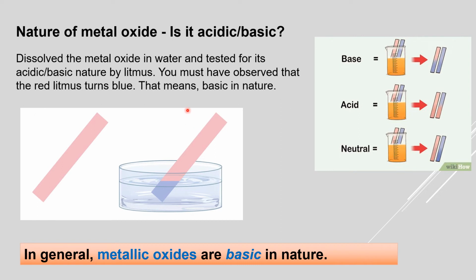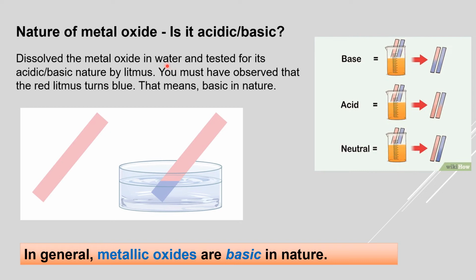So here what we have to do: we got metal oxide. Metal plus oxygen gives metal oxide. Now we have to check whether the metal oxide is acidic or basic using this litmus paper. We can take one example: magnesium burns in oxygen, and we get magnesium oxide, that is MgO. That looks like white ash. And that magnesium oxide we dissolve in water, so we will get magnesium hydroxide.